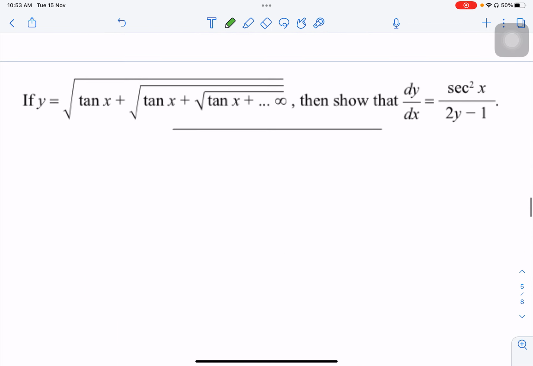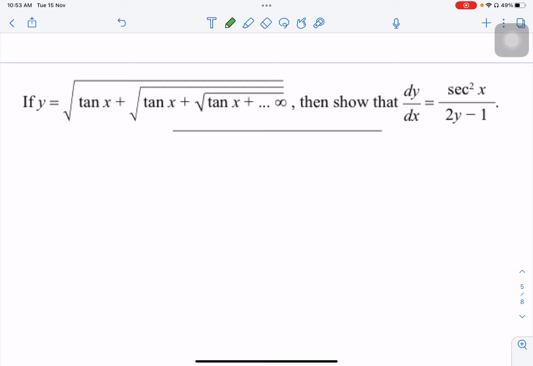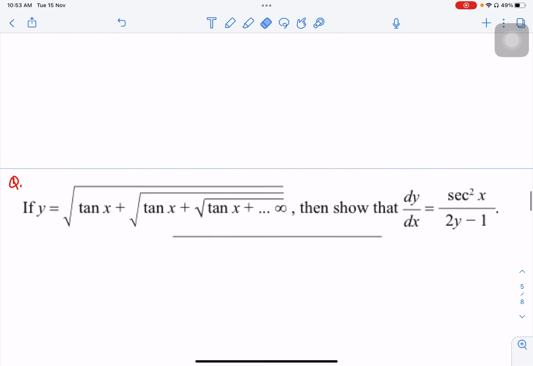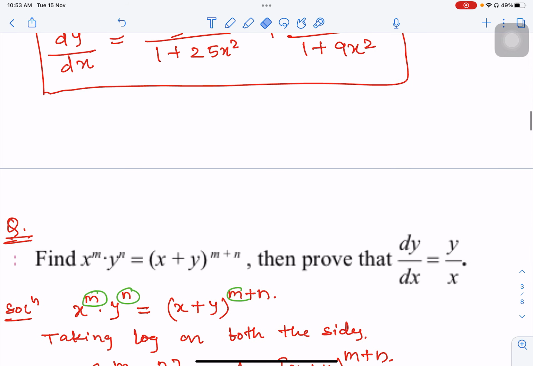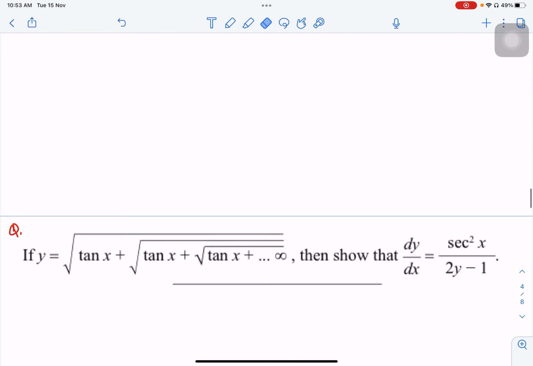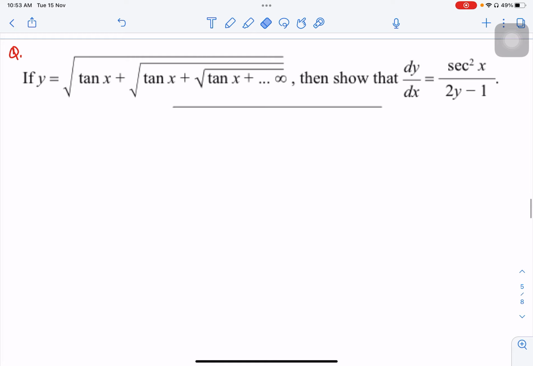Okay, let's move to the next one. Again, a very important example which can be asked for 3 marks. Can be नहीं, ये बहुत बार पूछा भी गया है. Only thing is that इसके अंदर के tan x के प्लेस पे they can give you cos x or sin x or anything, but the pattern of solving will remain same.